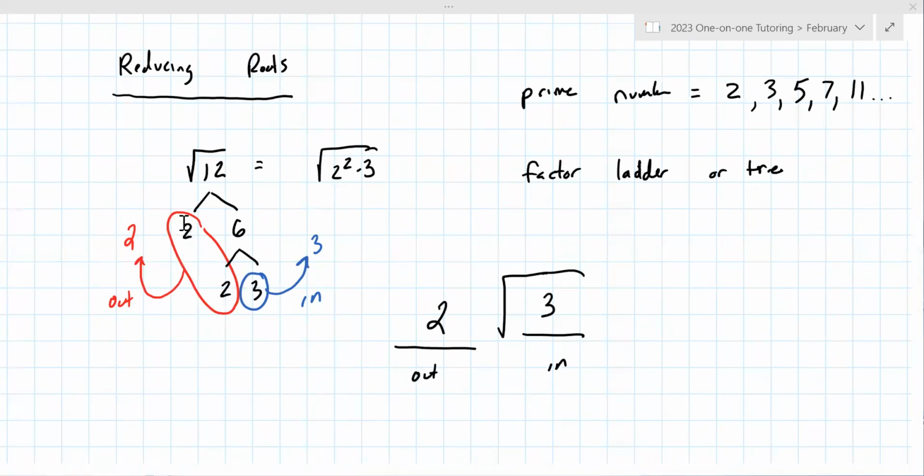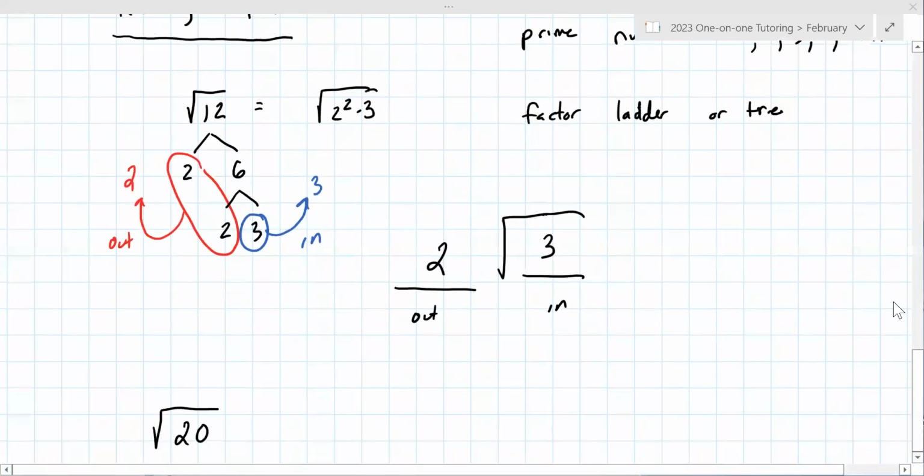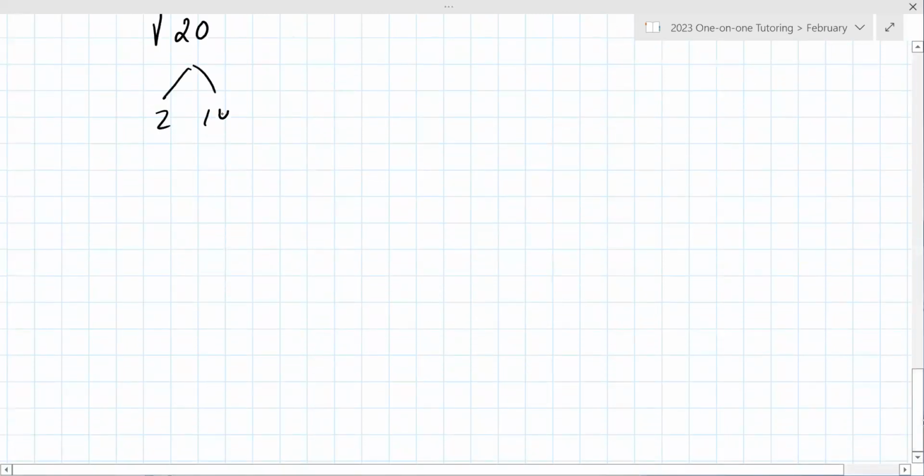So the pair is consumed into one. You have two twos, but you only bring one out. And I can give you more explanation on that, but that was really good. So 2 and 10, 2 and 5. The leaves generally have prime numbers on them, or you should get it down to all prime numbers. And then you just circle pairs as you go.